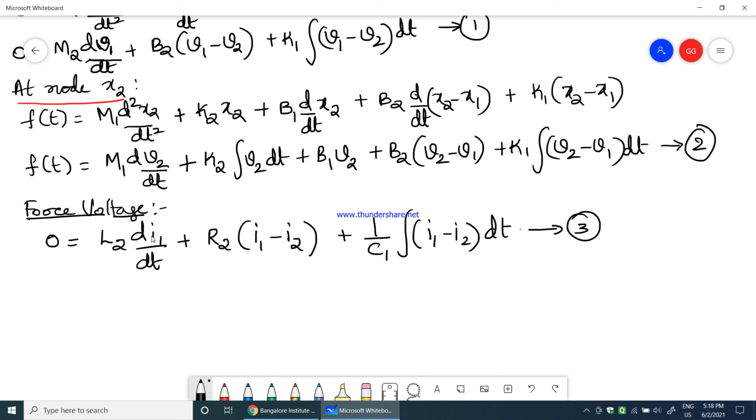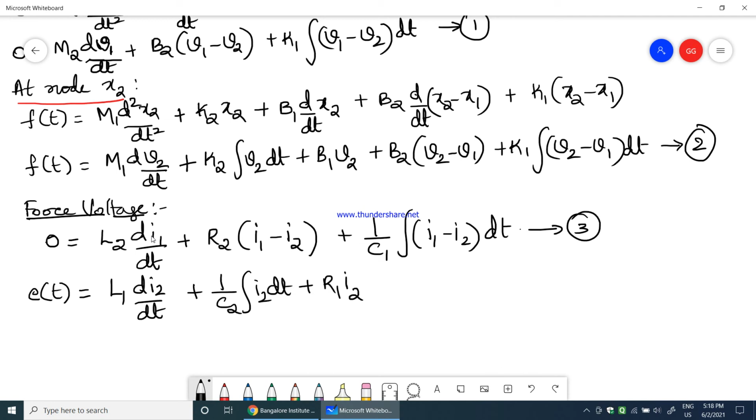Now what is equation 4? Equation 4 would be f of t. Now it is E of t equals, because it is voltage, m1 which is L1 into di2 by dt plus k2 which is 1 over C2 integration of I2 dt plus b1 which is R1 I2 plus R2 into I2 minus I1 plus 1 over C1 into integration of I2 minus I1 dt. So this is equation 4.